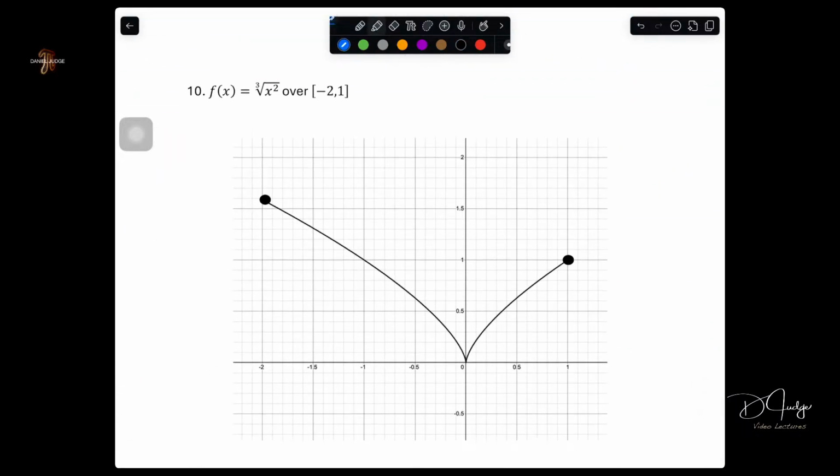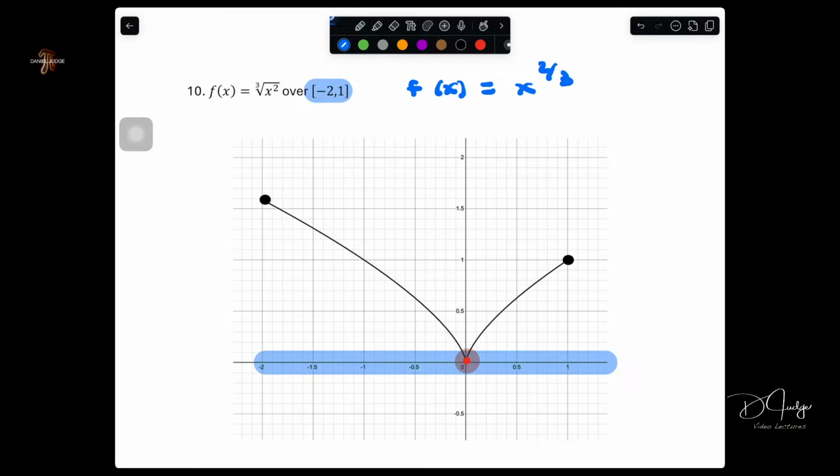This function over the interval from -2 to 1, remember you have a sharp point, it's called a cusp, by the way. Your function's not differentiable at those cusps. Let's show you what I mean by that. This is x to the 2/3. We actually saw that this was not differentiable at x is 0. Okay, we proved that.